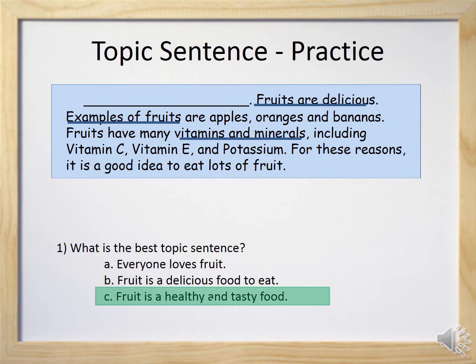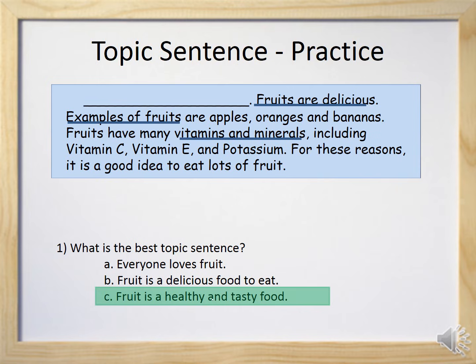So which topic sentence do all 3 details support? Only one. That's topic sentence C. What about topic sentence A? Everyone loves fruit. Why isn't that correct? Well, because none of the details tell us about a person who loves fruit. The details tell us about fruit, but not about how people feel about fruit. So A can't be correct.